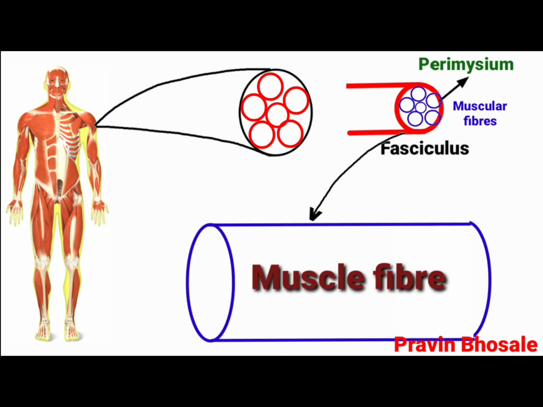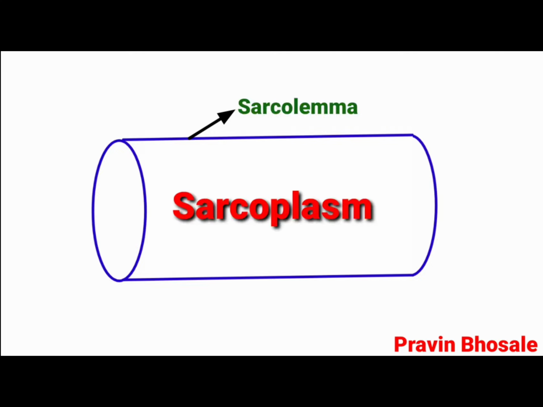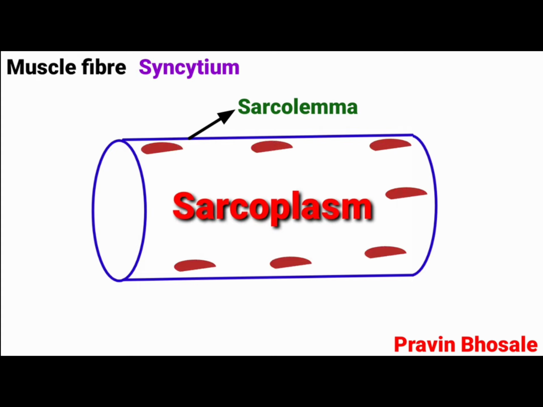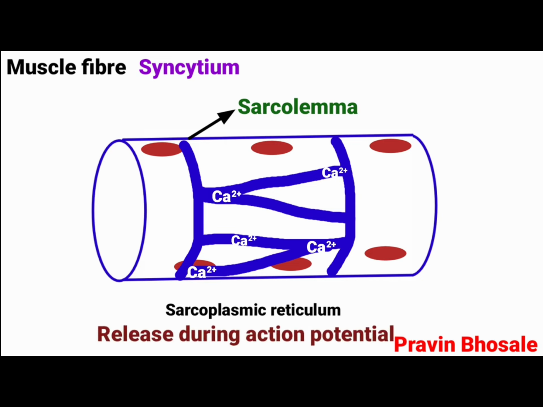Each muscle fiber is lined by a plasma membrane called sarcolemma, which encloses sarcoplasm. Muscle fiber is a syncytium, as sarcoplasm contains many nuclei. The endoplasmic reticulum, that is, the sarcoplasmic reticulum of the muscle fiber, stores calcium ions, which are released during action.